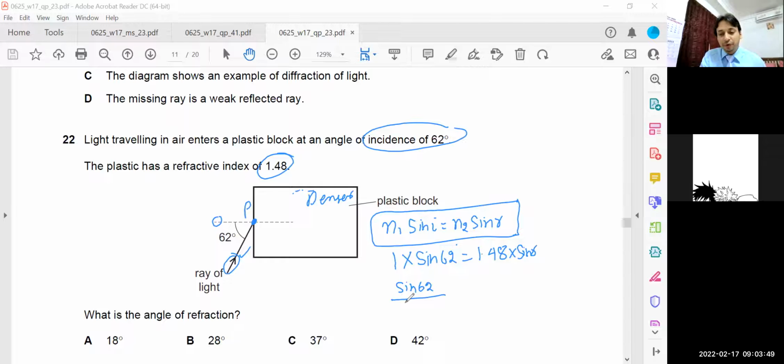Then 1.48 you can put here in the denominator, and on the right hand side we have sine r. After finding the value of sine 62 divided by 1.48, whatever the result is, finally r is equal to sine inverse. All these things you have to do in the calculator, the sine inverse of whatever value you have got here.